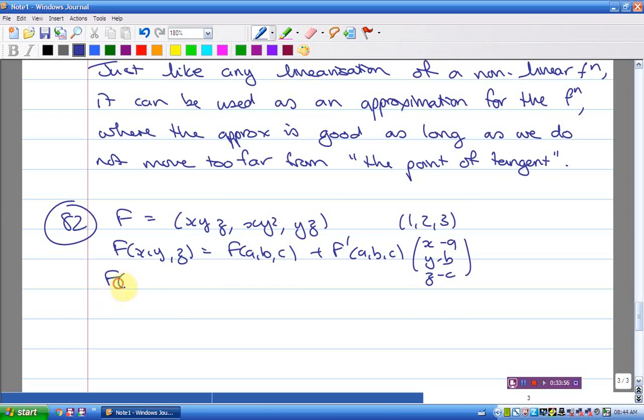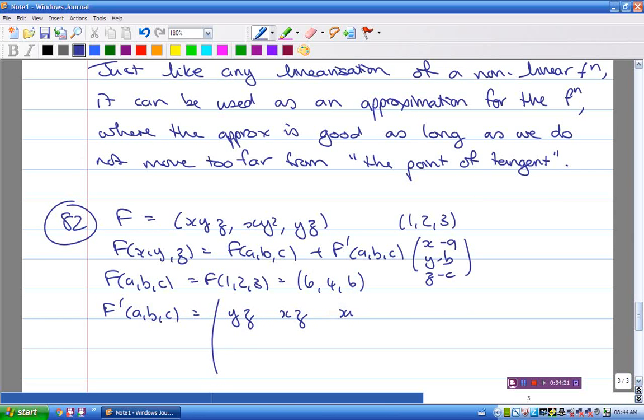So F at a, b, c is very easy to work out. That's just F at 1, 2, 3. And we'll work that out, and we get 6, 4, 6. Okay. We need to work out what our F dash is, what our derivative matrix is. We've just done a bunch of those. They're easy. That'll be y, z, that'll be x, z, that'll be x, y. That'll be y squared, that'll be 2xy, that'll be 0, 0, z, y. There we go, there's my derivative matrix.